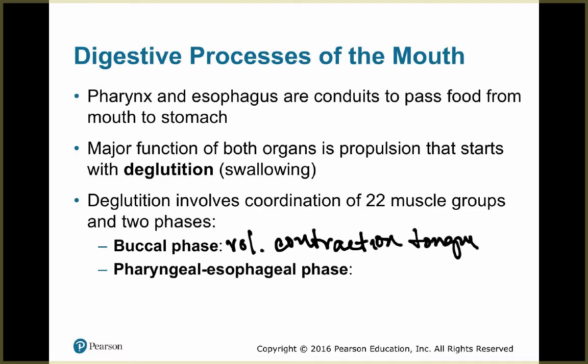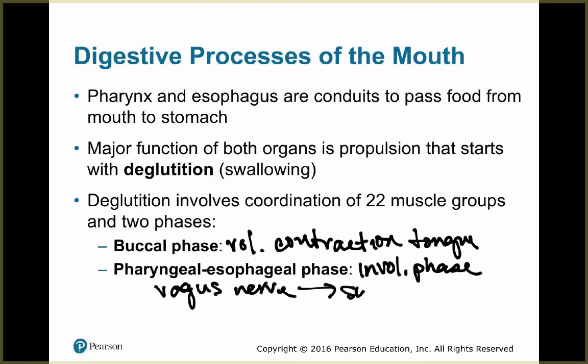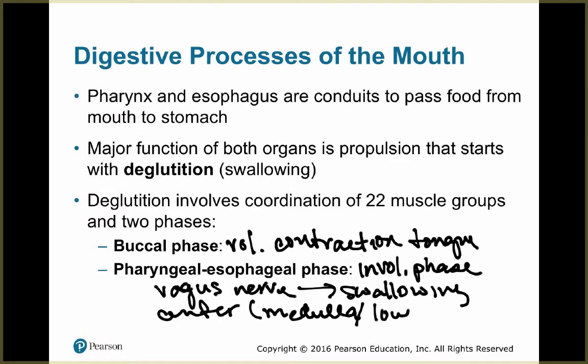And the pharyngeal esophageal phase is an involuntary phase. This mostly involves the vagus nerve. And it's controlled by swallowing centers, and those are located in the medulla oblongata and the lower pons.